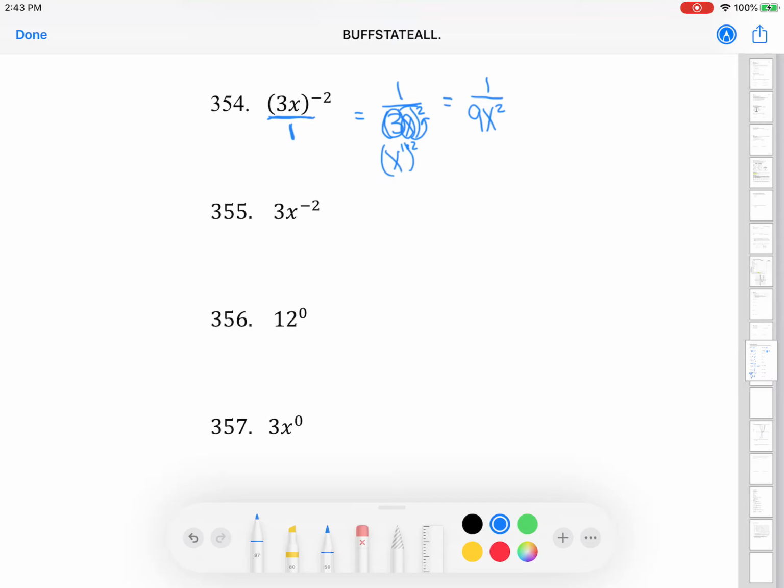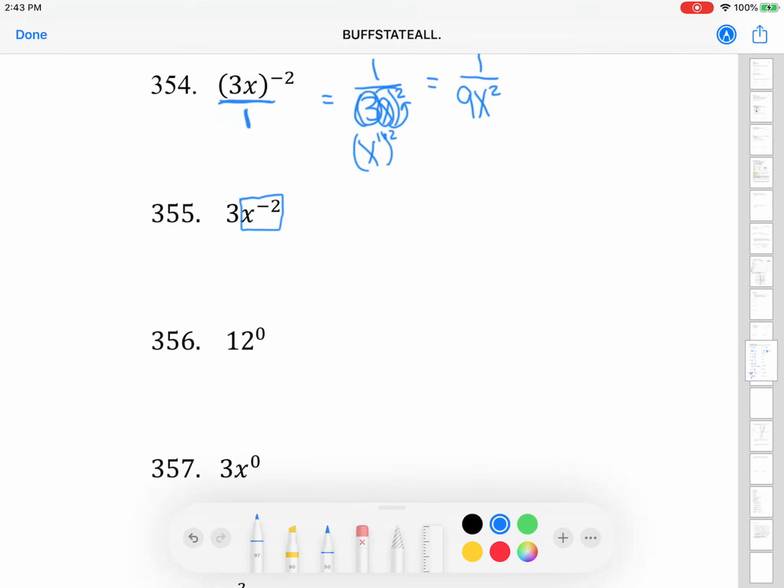Now this next one kind of looks like the same problem, but there's no parentheses there. So what that tells me is that the only thing raised to the negative second power is the x that's attached to it. The 3 is not raised to the negative second power in this case. So the 3 just carries over. It has nothing to do with the exponent rule we're about to apply.